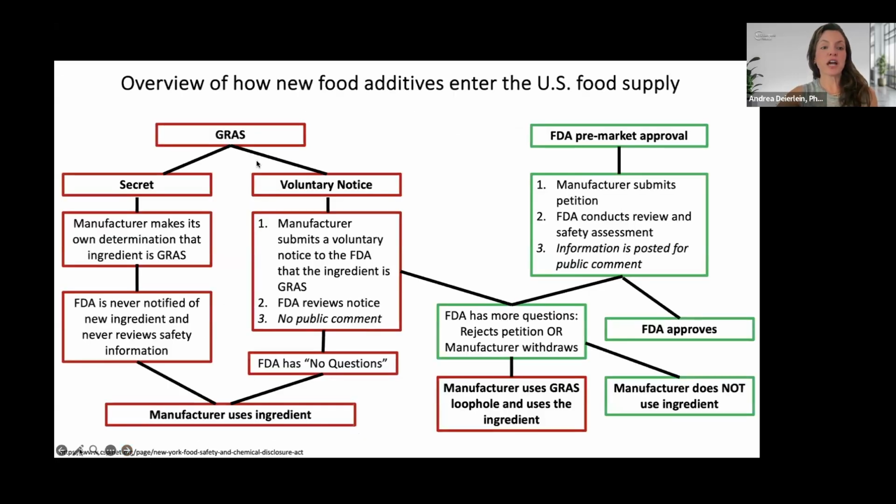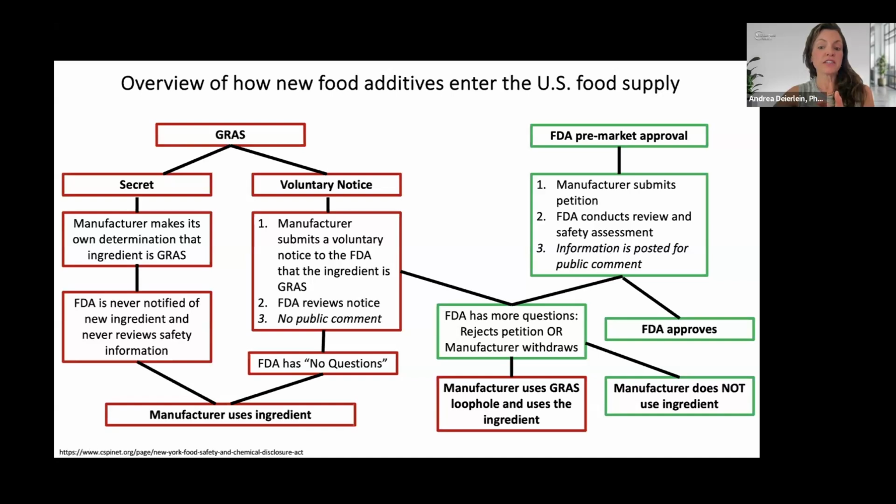So this is just an overview of how these new food additives can enter the US food supply and what I just discussed. So basically in the green is what we would want to happen, right? If there's any new food additive that a food manufacturer wants to add to their foods, they would submit the petition, as I mentioned, to the FDA. So it's this pre-market approval process. The FDA would conduct their review and safety assessment, and all of this information would be posted for public comment.